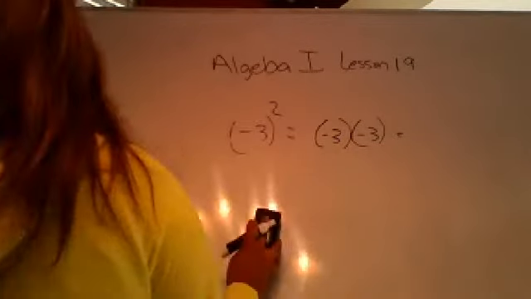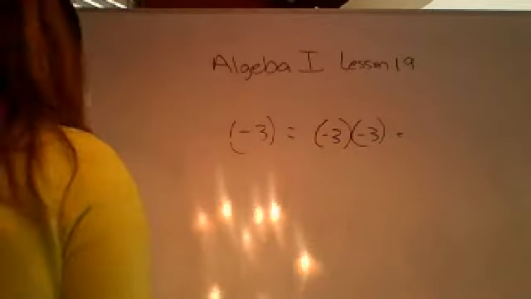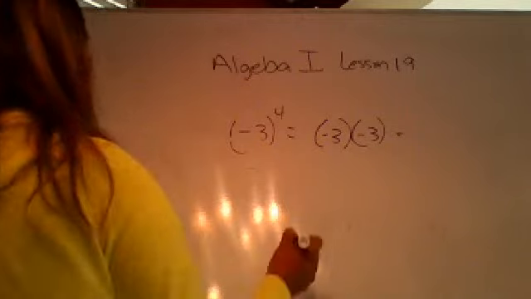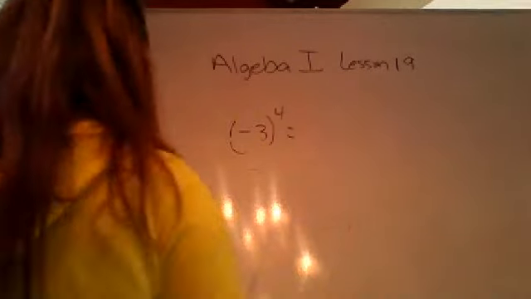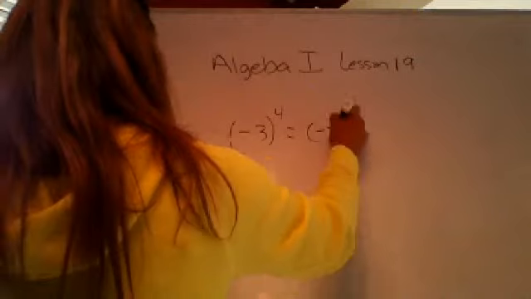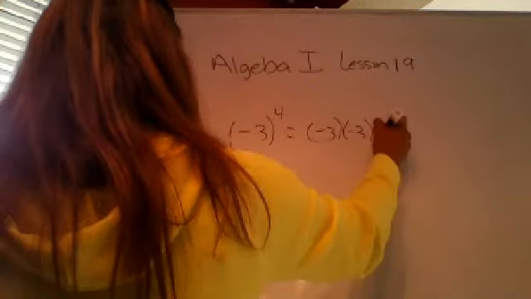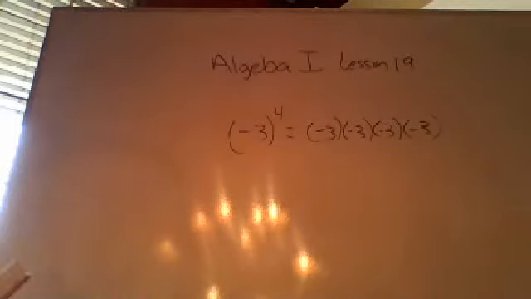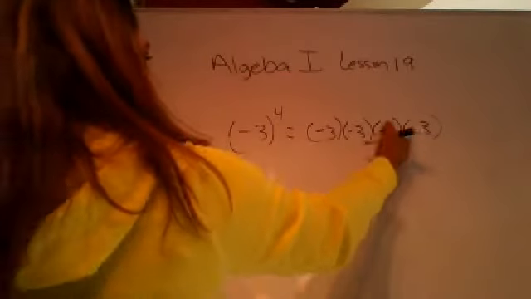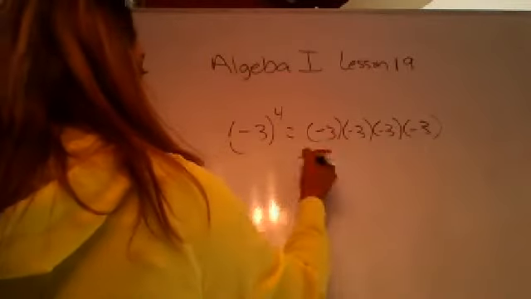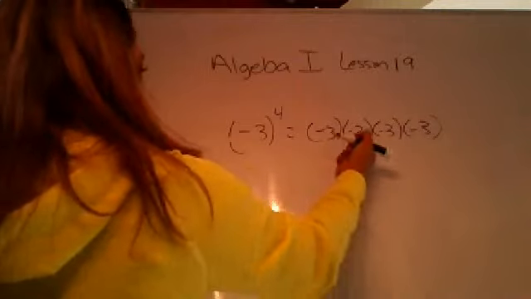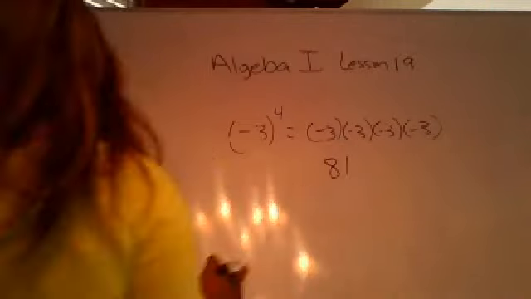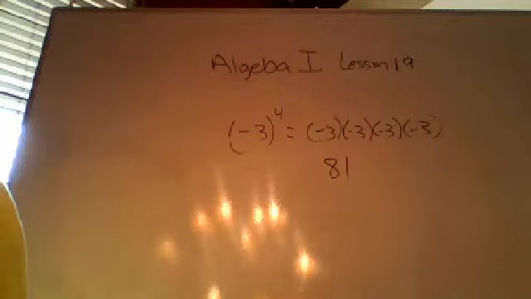Okay, let's look at negative 3 raised to the fourth power. That means negative 3 times negative 3 times negative 3 times negative 3. Right? 4 times. So we've got an even number of negatives, so it's going to be a positive answer. 3 times 3 times 3 times 3 is 81. So your answer is simply 81.